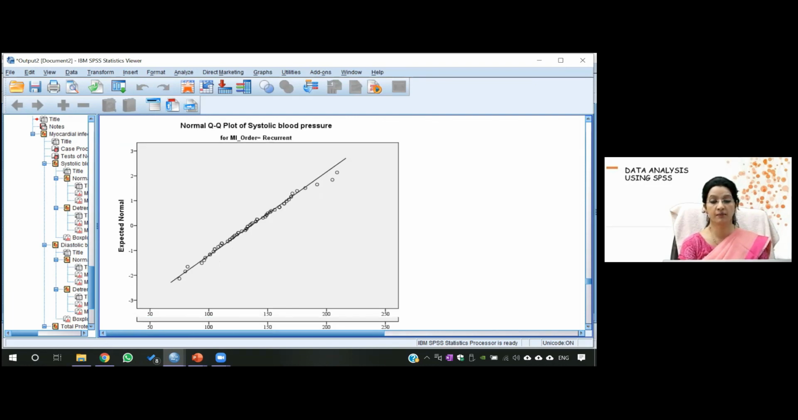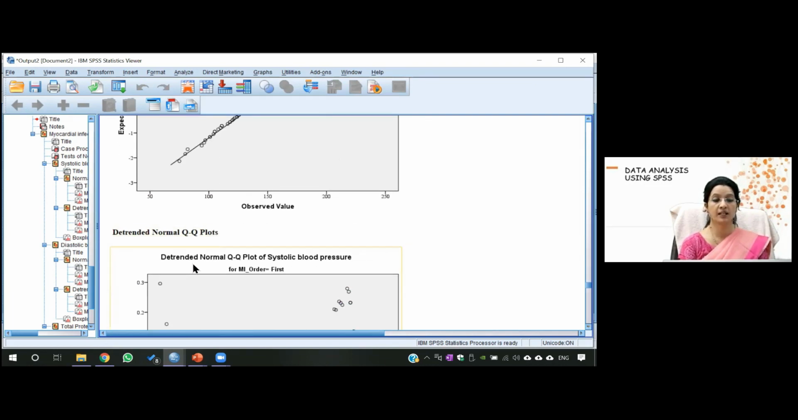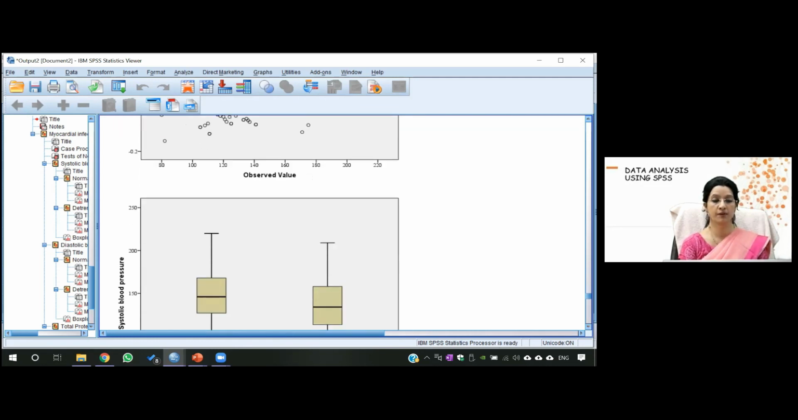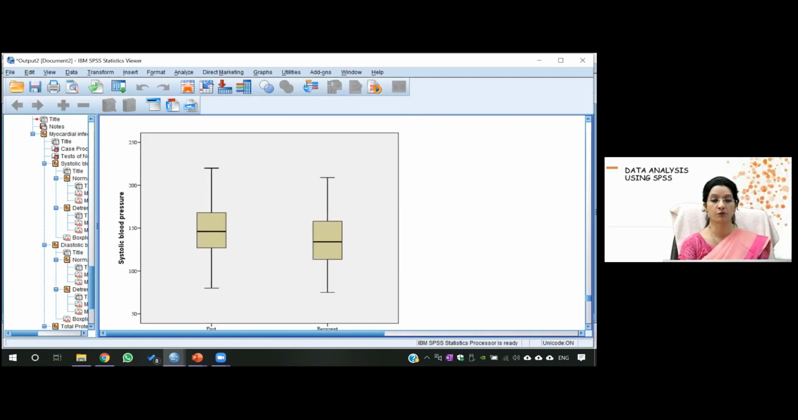After this, there will be two more QQ plots which are detrended. But don't look at this detrended normal QQ plot. You have to see the normal QQ plot. So this we don't have to see. Now coming to this box plot.